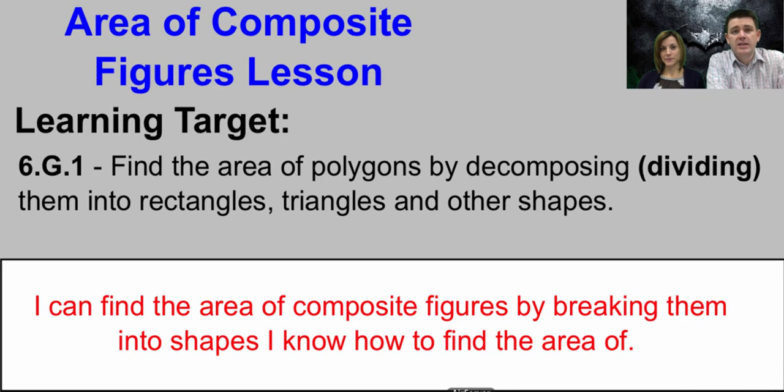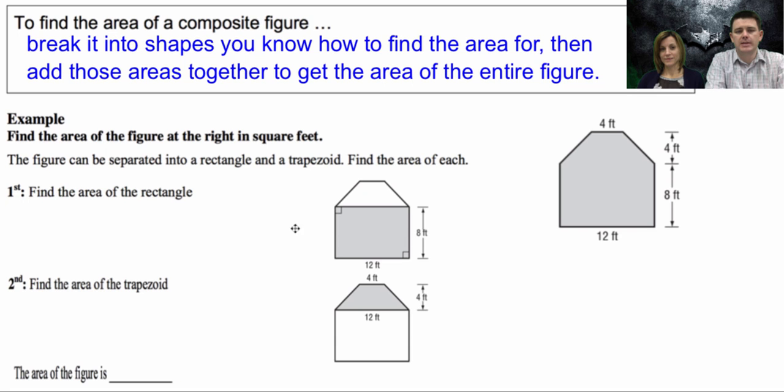Welcome back for our next lesson on area of composite figures, one of my favorites of the area unit. You might not agree, but I like this one. This is where you're going to find the area of polygons by decomposing, which basically just means dividing them up into smaller shapes, rectangles, triangles, and other shapes. And then our I can statement: I can find the area of composite figures by breaking them into shapes I know how to find the area of. So we're just going to be breaking them into smaller pieces.